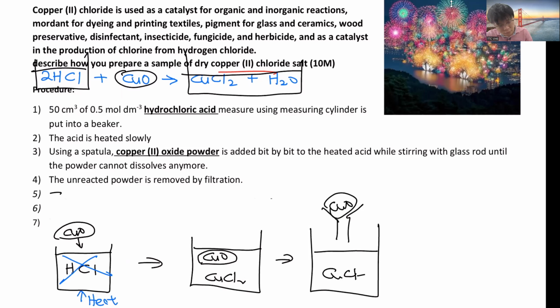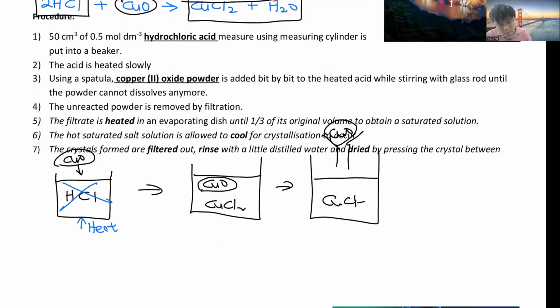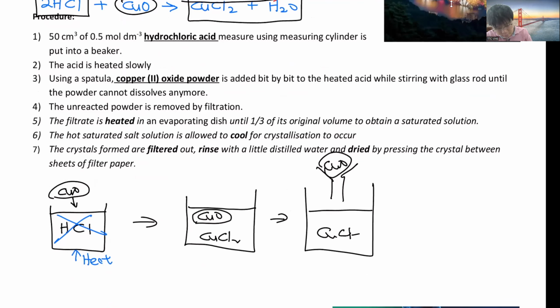You go through the 5 processes: heat, cool, filter, rinse, and dry, as I mentioned before. So how does it work? Very simple. Because the CuCl2 is dissolved in the water, you heat until saturated, heat until about 1/3 of the original volume. Then let it cool down. When it cools down, the salt crystals will form.